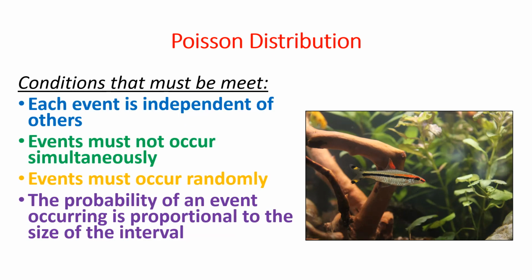Now, we had four conditions that must be met for Poisson. Each event is independent of others. Events must not occur simultaneously. Events must occur randomly. And the probability of an event occurring is proportional to the size of the interval. It's important to learn these four conditions because they could be talked about or asked about in the assessment.